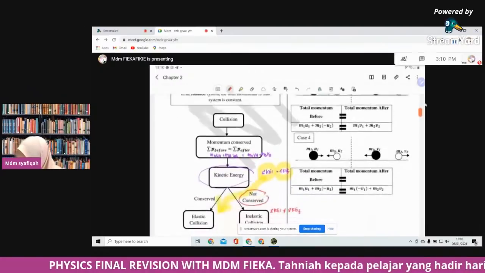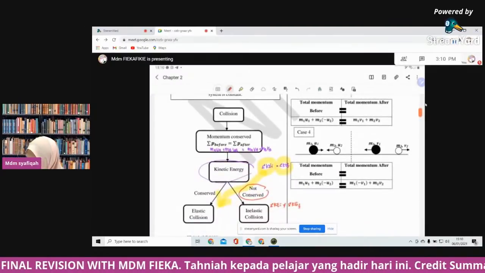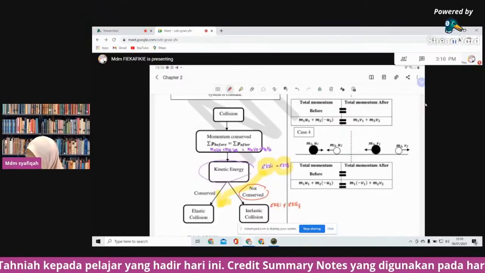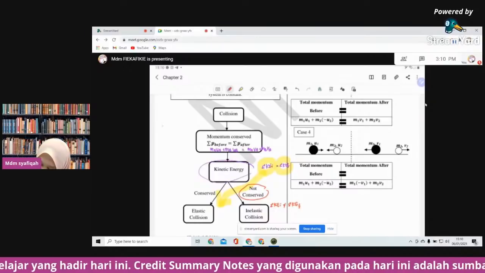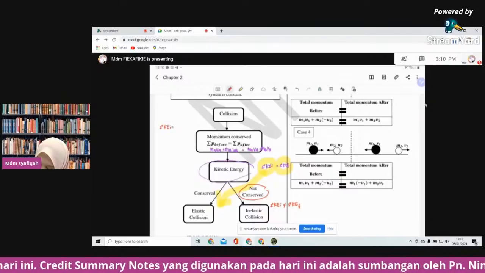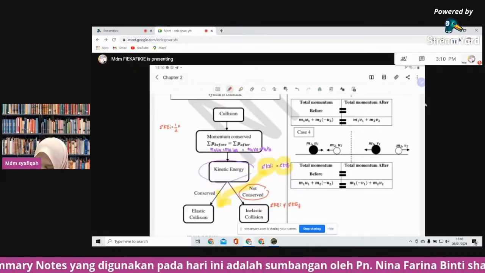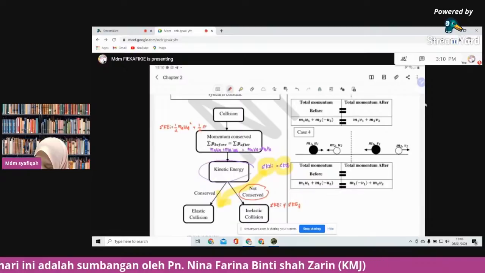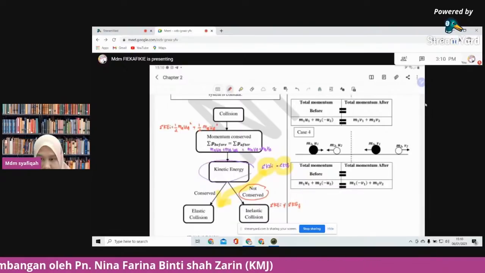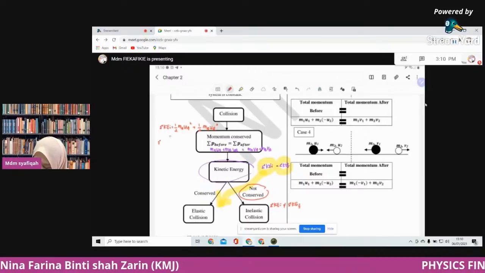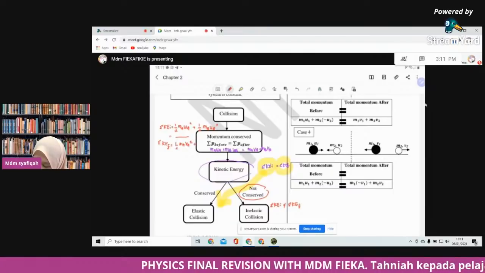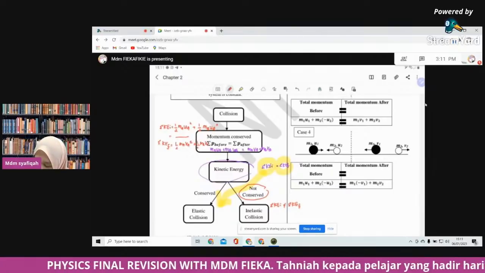Next. Formula ni awak kira lah kan. Half, apa formula kinetic energy? Kalau kita ada dua objek, kita tulislah. Total kinetic energy initial ada dua objek: half mass A, UA squared plus half mass B, UB squared. Kira berapa. And then you kira pula final: half MA VA squared plus half MB VB squared.